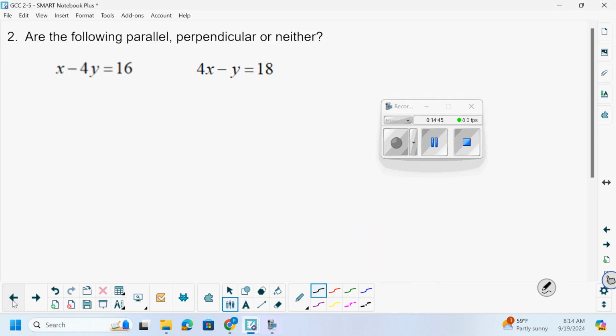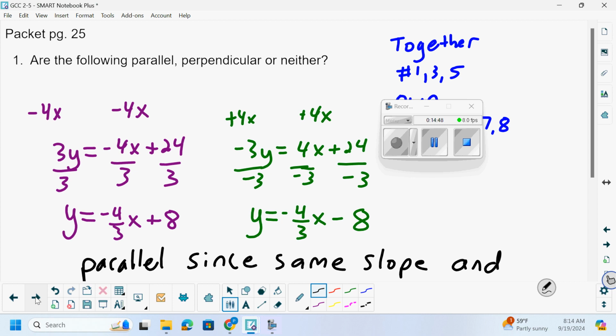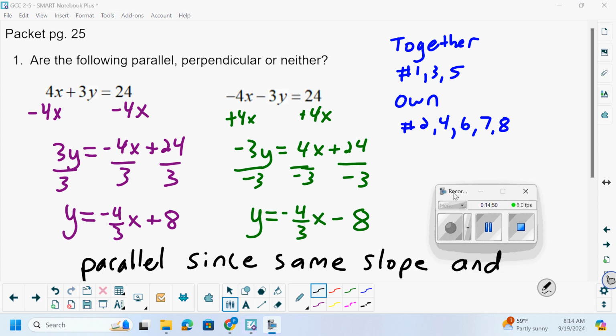All right, so the rest of the period, you're going to be doing 2, 4, 6, 7, and 8 on these same pages. So going from page 25 all the way through 28. So 2, 4, 6, 7, 8. Check your answers after each individual one.